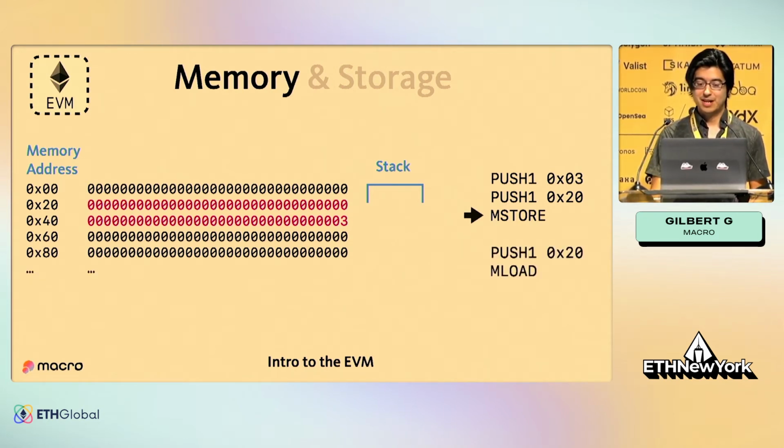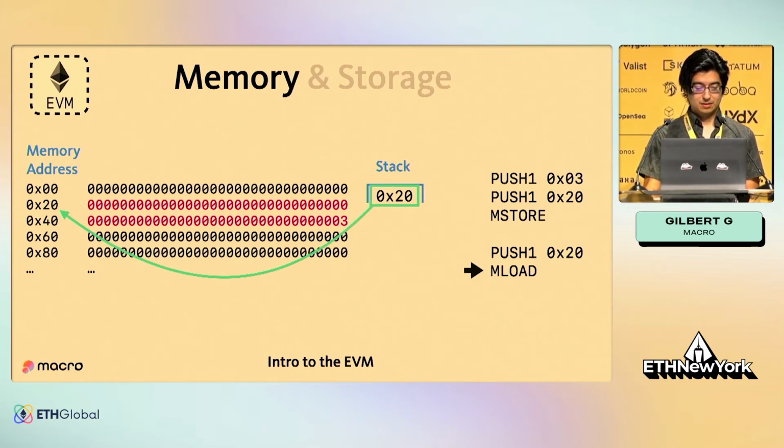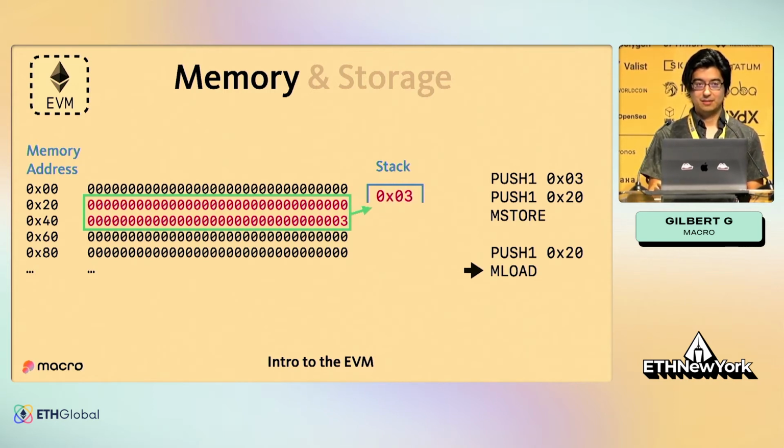Now, if we want to actually use that value, we can read from memory as well. So mload only takes 1 argument instead of 2. That is, again, the memory address. And when we run mload, it will pop that off the stack and copy this from memory onto our stack. So now, after our mload, we have the value that we originally stored. And of course, we can do this as many times as we want.